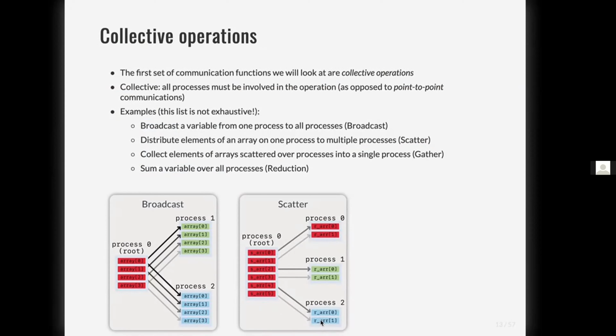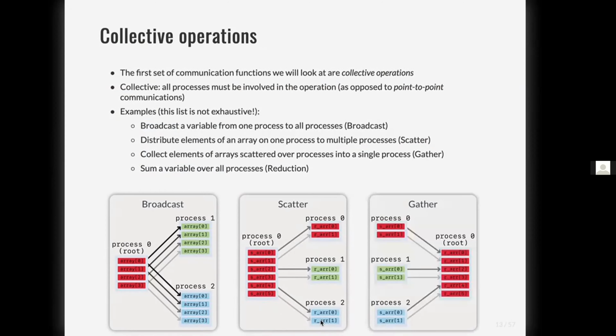And then, as we said, the gather operation is the inverse of that, where you would start off in a situation like this, where you have 2 elements of a send array on each process, and then you want to gather them in some process. In this case, it's process 0, and fill up a receive array, which is 2 times 3, 6 elements long.